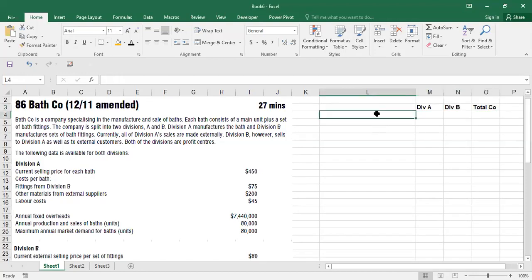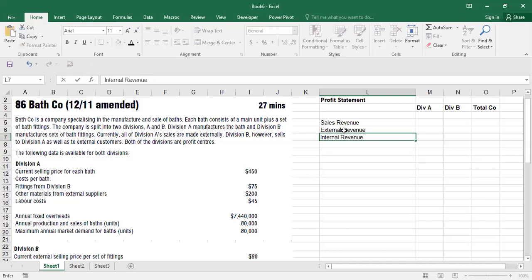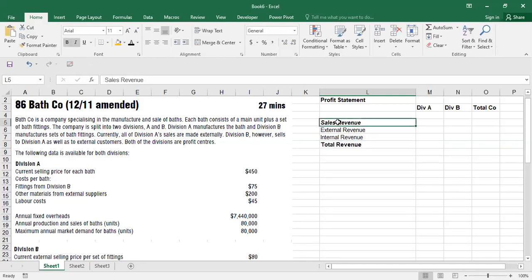And of course, we have to make the profit statement. When we say profit statement, it means that we are going to start with the sales revenue. And when you make the sales revenue, you should always show internal and external. So how much is your external revenue? And how much is your internal revenue? Because both of these should be considered, and this will give you the total revenue. So if we know the numbers, what are the numbers? So the sales revenue.